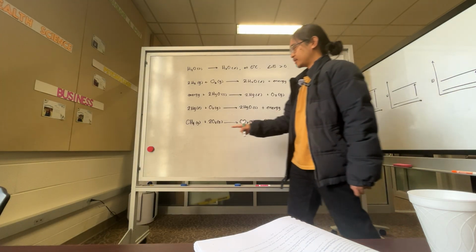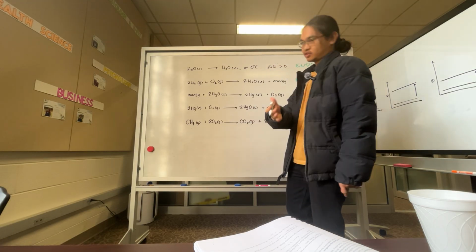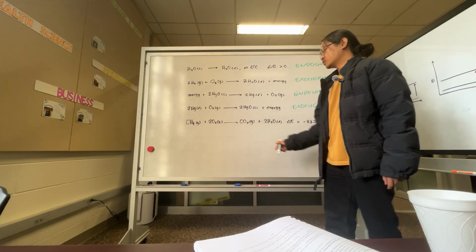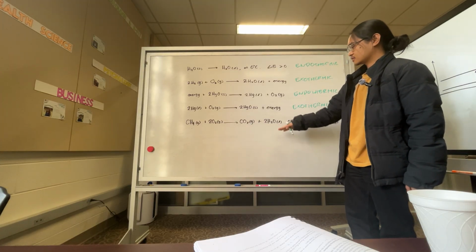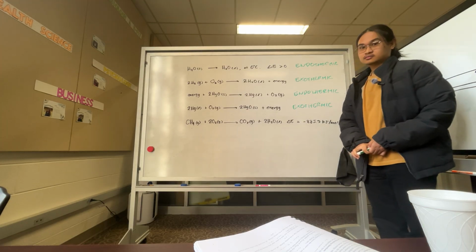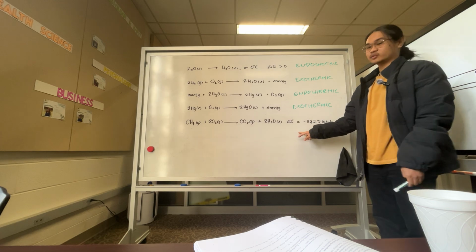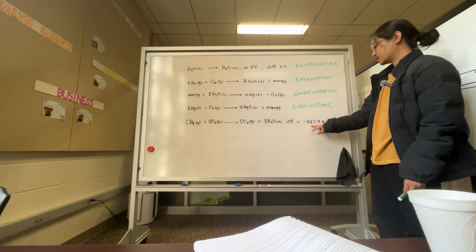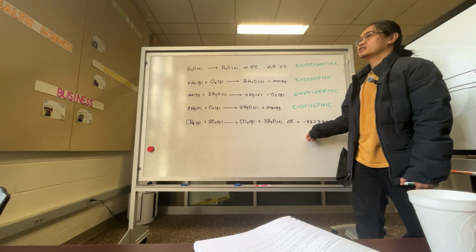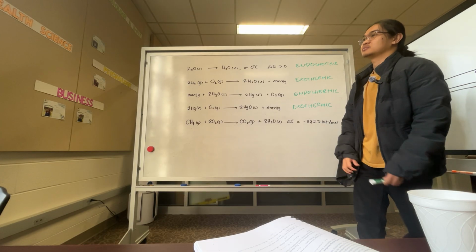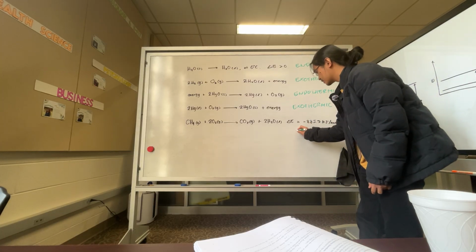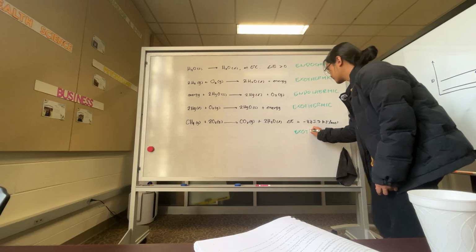And lastly, we have methane gas reacting with oxygen in a combustion reaction. It is burning. It produces CO2, carbon dioxide, and liquid water. And we are given a value for delta E. We have negative 885.3 kilojoules per mole. We have a negative delta E. Now what does a negative delta E stand for? That means negative delta E is an exothermic reaction.